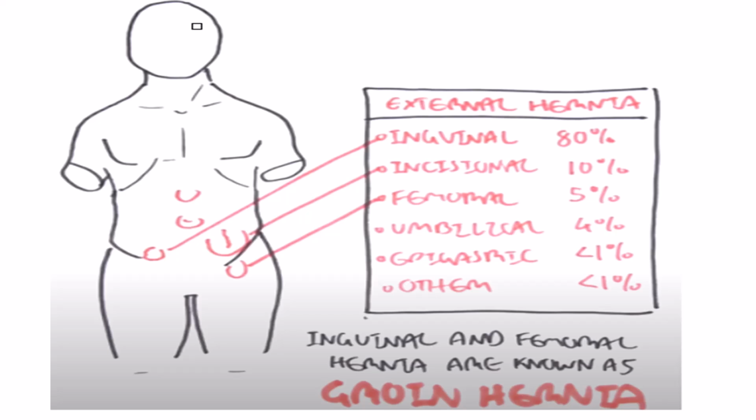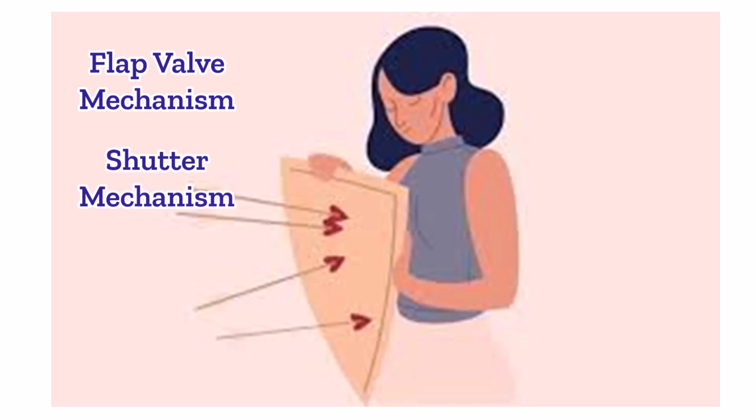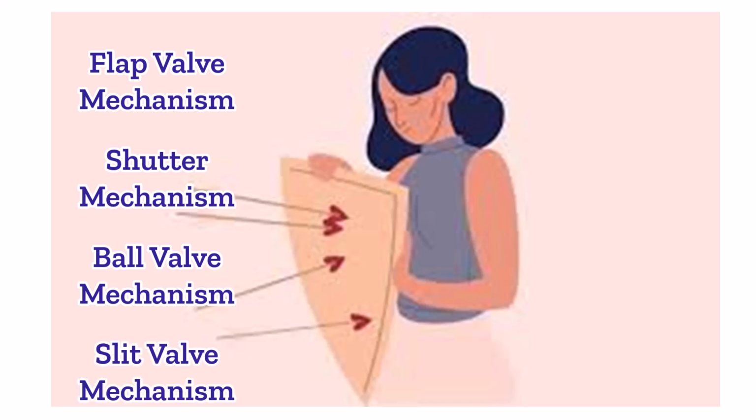This is going to happen if there is a pathological weakness or a deficiency in a wall. Also, what are the different mechanisms that provide strengthening to this wall, or what are the different defense mechanisms? These defense mechanisms include a flap valve mechanism, shutter mechanism, ball valve mechanism, slit valve mechanism, and a guarding of rings. Oh my God, there are a lot of mechanisms. So we have to understand it. I will cover it one by one.